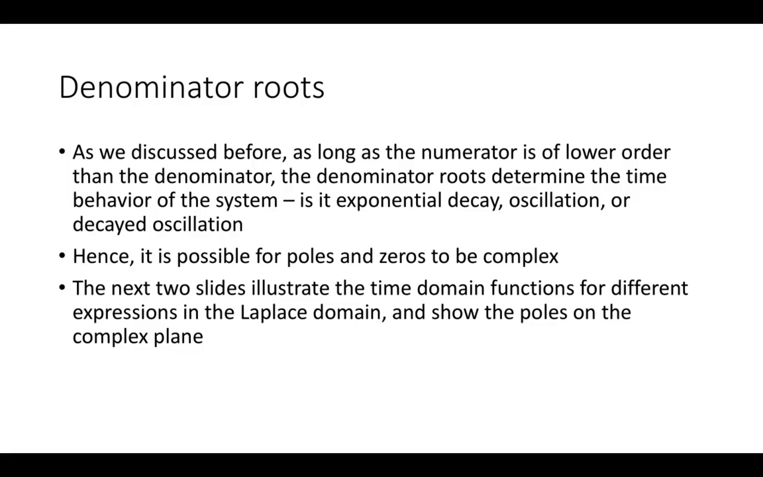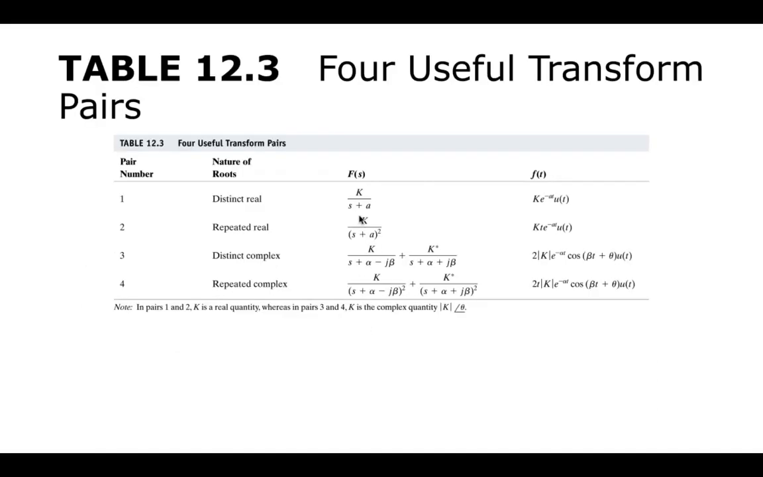So will it be exponential decay? Will it be oscillation? Will it be decaying oscillation? It is possible for poles and zeros to be complex, and the next two slides will illustrate a couple of time domain functions. Or maybe not. Let's see. Oh, okay.